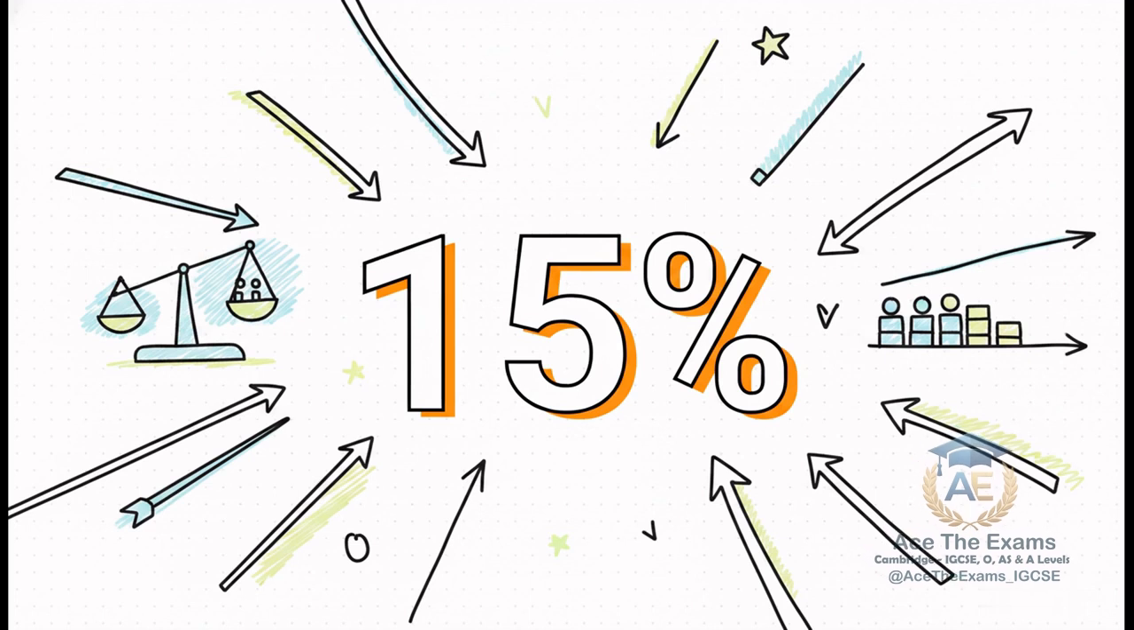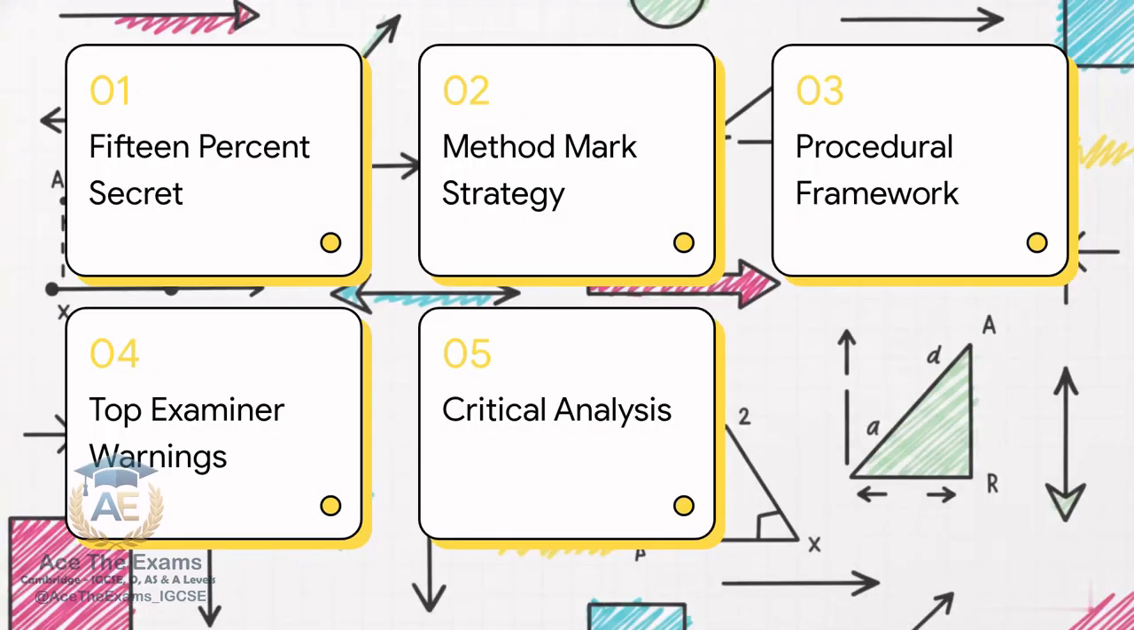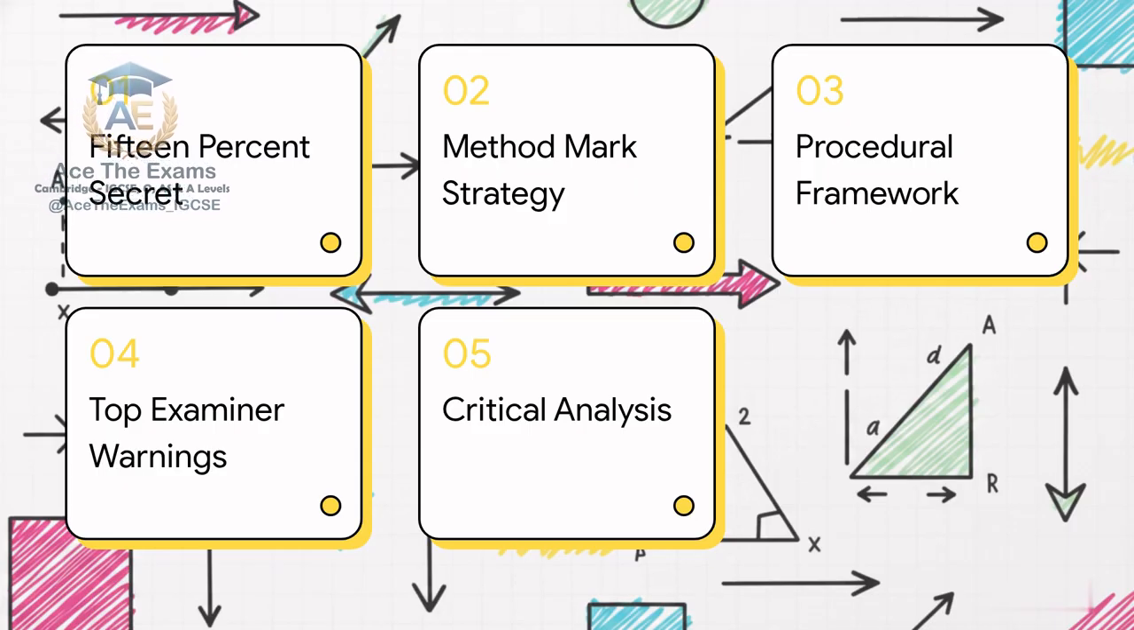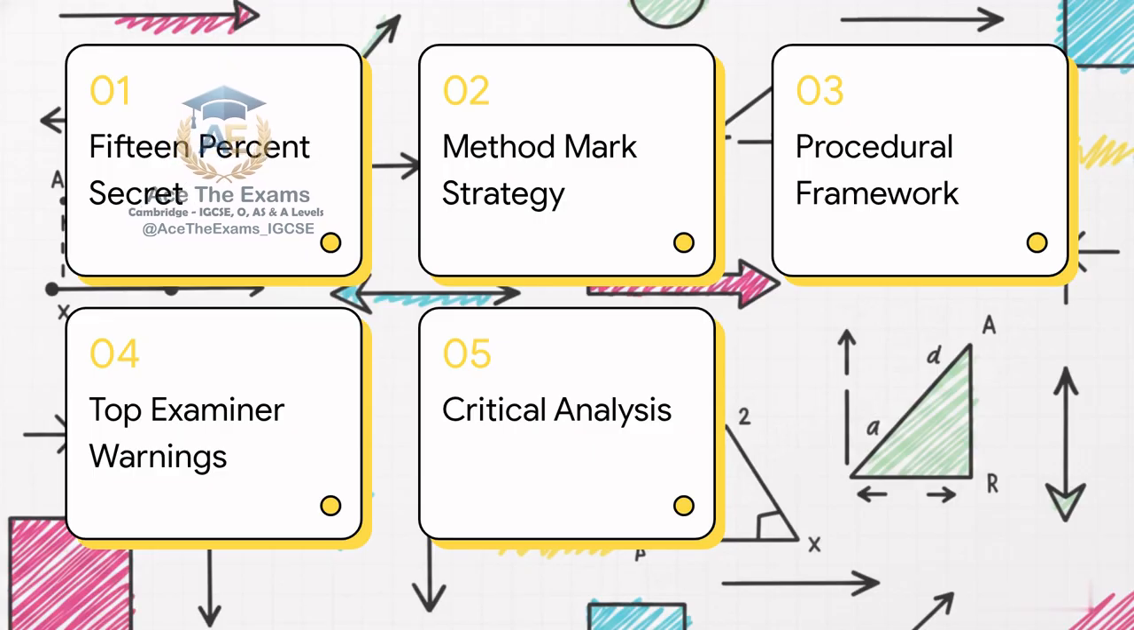Lock this down, and you are banking a significant portion of your final score before you even step foot in the exam hall. So, to make sure you capture that full 15%, here's our roadmap for today. First up, the 15% secret. Second, the method mark strategy. Third, we'll go through a systematic procedural framework. Fourth, we're looking at top examiner warnings. And finally, critical analysis and evaluation.